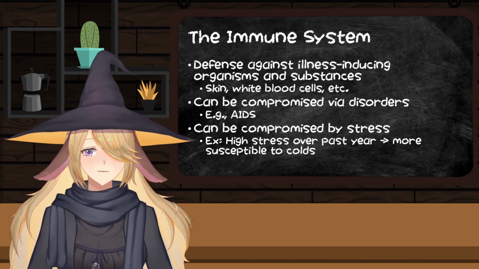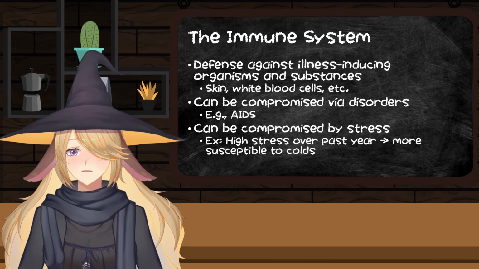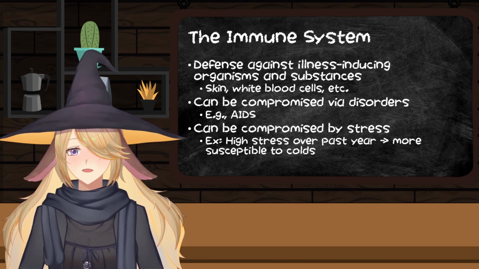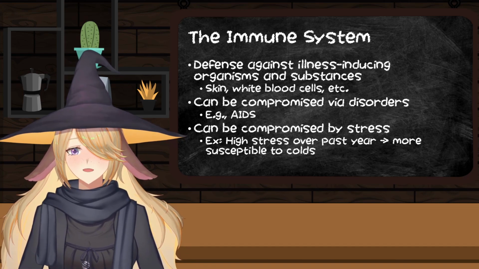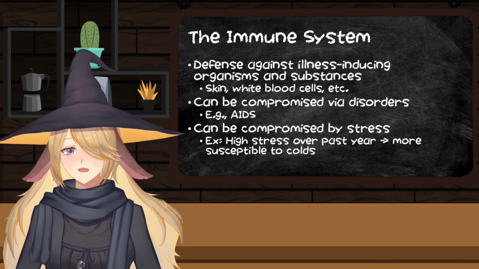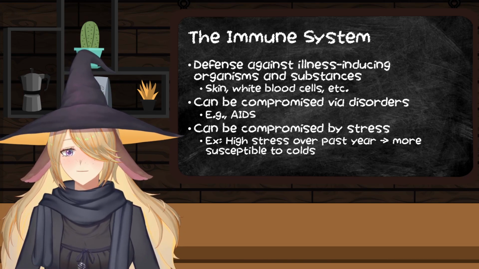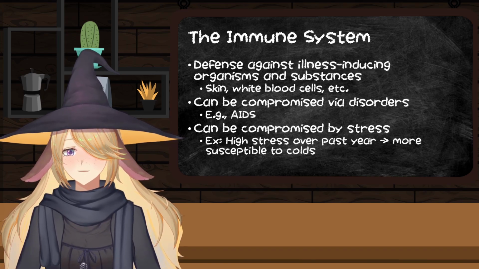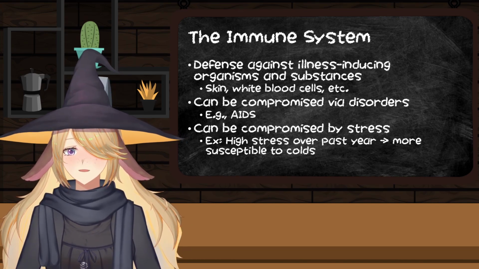So the immune system is our general defense against illness-inducing organisms and substances. We got skin, we got white blood cells, and all these work together in tandem to keep us healthy. And this can be compromised via a range of disorders, especially acquired immune deficiency syndrome or AIDS, but it can also be compromised by stress. And we know that high levels of stress in the past year make a person more susceptible to illness, particularly stuff like colds or the flu, etc.